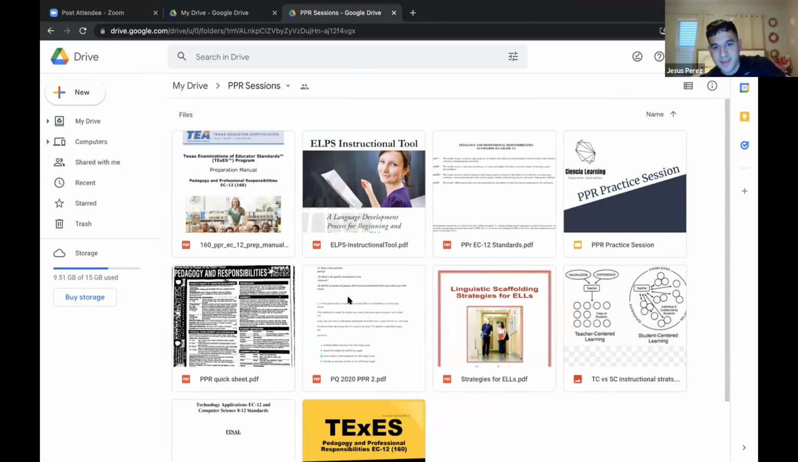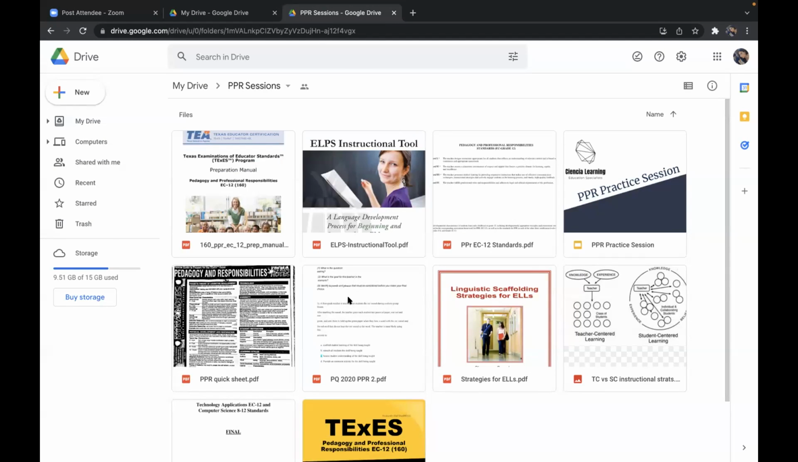Okay, there we go. Now I have the whole thing, right? The whole folder. So what you want to do is just save it in your browser. That way you can get to it later to review and to do some of the activities or tasks that I suggest you do when you're studying.